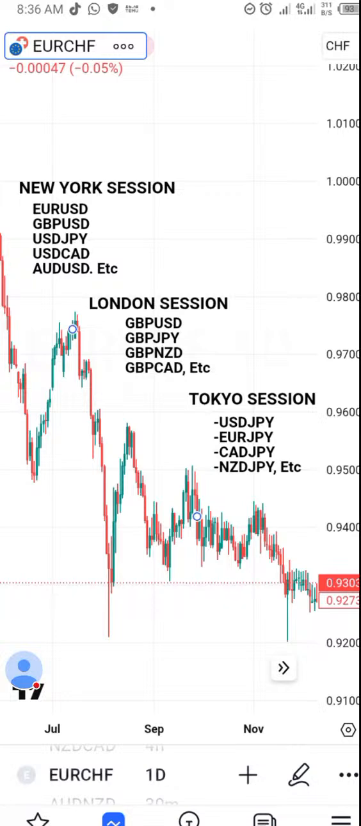We have 5 trading sessions. Out of these 5 trading sessions, each of them has a particular currency you should be trading for each of these sessions. Each session has its currency to trade on it. Okay.